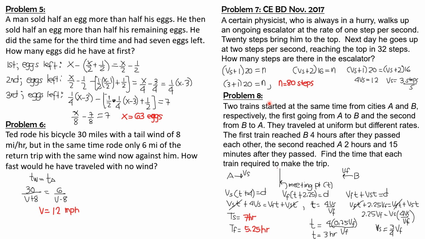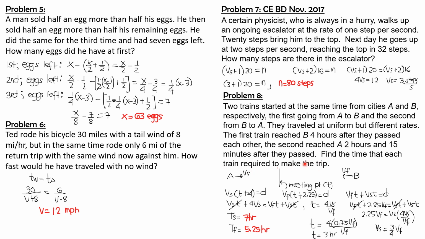Problem 8. Two trains started at the same time from cities A and B respectively. The first going from A to B and the second from B to A. They traveled at uniform but different rates. The first train reaches B 4 hours after they passed each other. The second reached A 2 hours and 15 minutes after they passed. Find the time that each train required to make the trip.